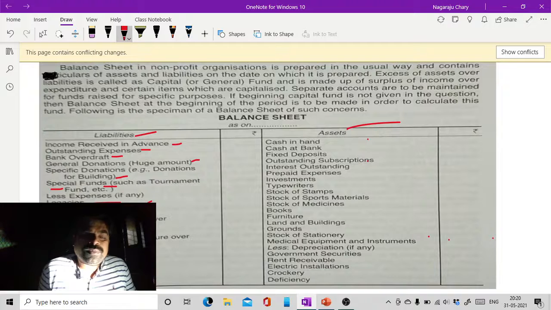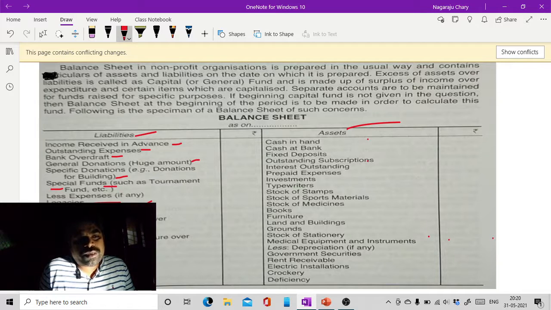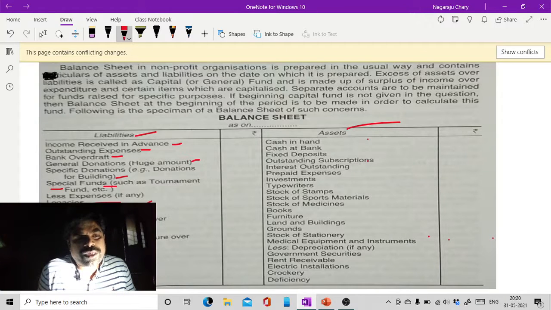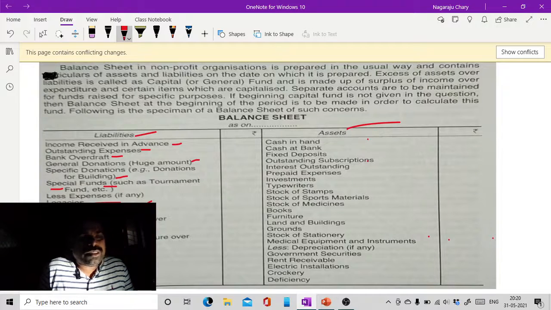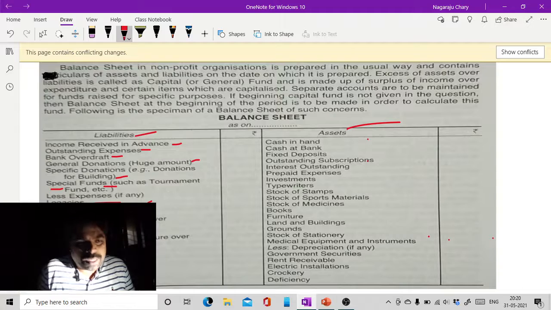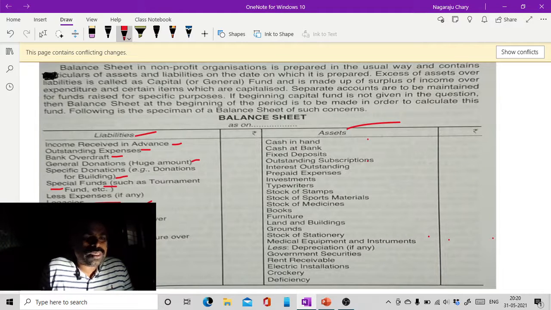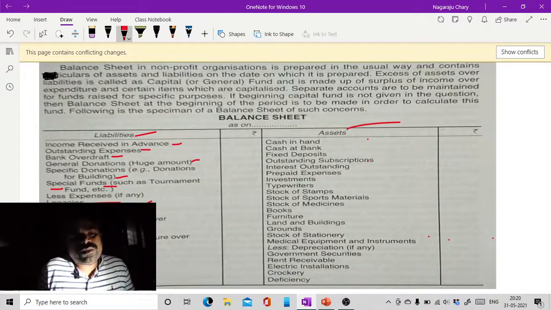In addition to that, the capital fund is also there. For this capital fund, the excess of income over expenditure is known as surplus. If any surplus is there, that is to be added to the capital fund. If any deficit is there, that deficit is the excess of expenditure over income. Okay, so if surplus is there, that is to be added. If deficit is there, that is to be deducted. Got the point?